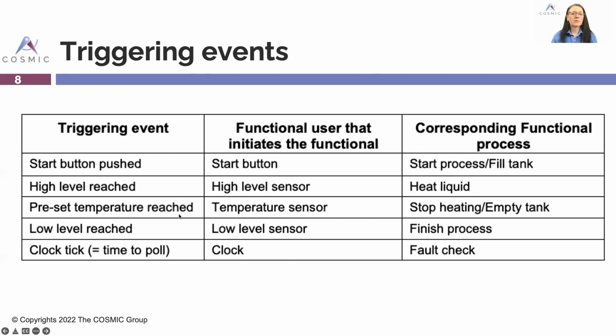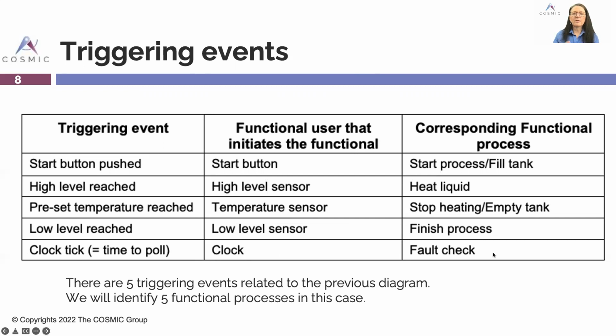There's the preset temperature that is reached through the temperature sensor. It will start the process, stop heating empty tank. When low level is reached with the low level sensor, we start the process, finish process, and the clock tick, time to poll with the clock or timer, if you call it timer. There's the fault check that is done.